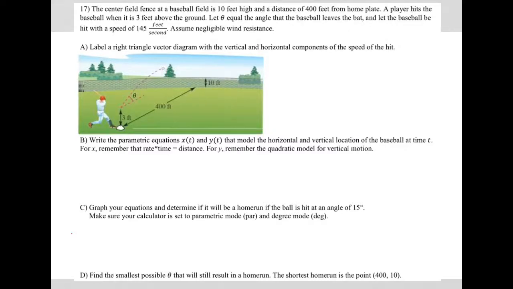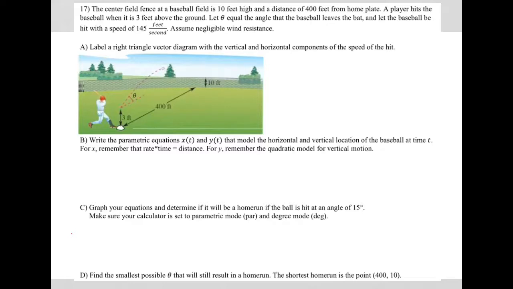All right, problem number 17, a little baseball problem here. The center field fence at a baseball field is 10 feet high and a distance of 400 feet from home plate. A player hits the baseball when it is 3 feet above the ground. Let theta equal the angle that the baseball leaves the bat, and let the baseball be hit with a speed of 145 feet per second.